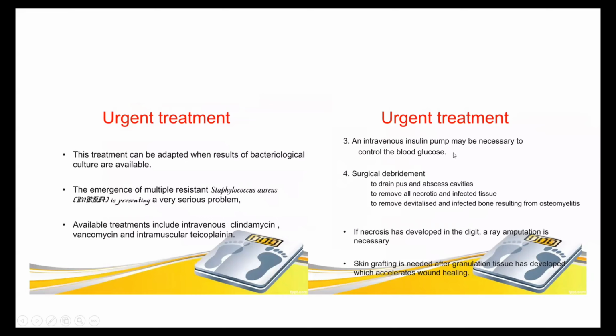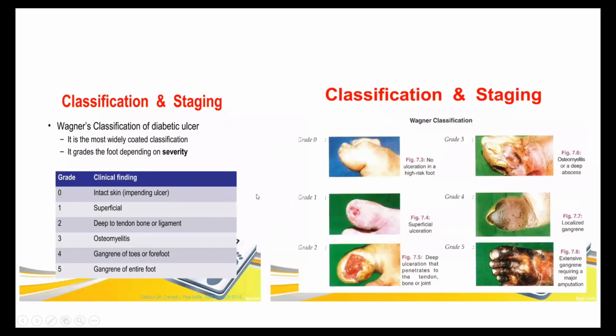An intravenous insulin pump may be necessary to control the blood glucose, and surgical debridement to drain pus and abscess cavities and to remove all necrotic and infected tissue and to remove devitalized infected bone resulting from osteomyelitis. If necrosis has developed, amputation is necessary. Skin grafting is needed after granulation tissue has developed, which accelerates wound healing.